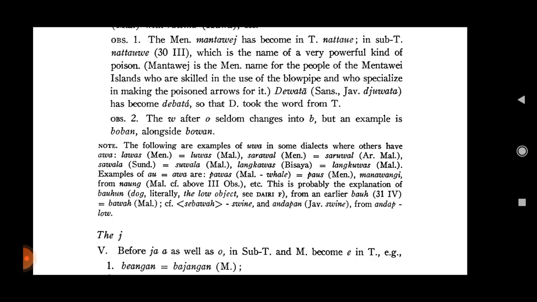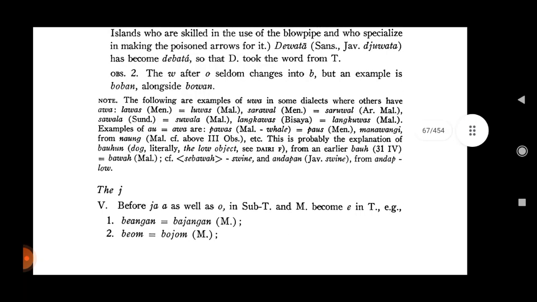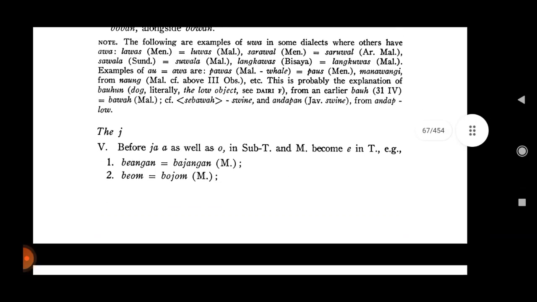Mentawai is the name from the people of the Mentawai Islands, who are skilled in the use of the blowpipe and who specialize in making the poison arrows for it. Dewata, Sanskrit Dewata, Juwata, has become Debata, so that they retook the form from Toba. Note, the W after all seldom changes into B, but the example is Boban alongside Boan.